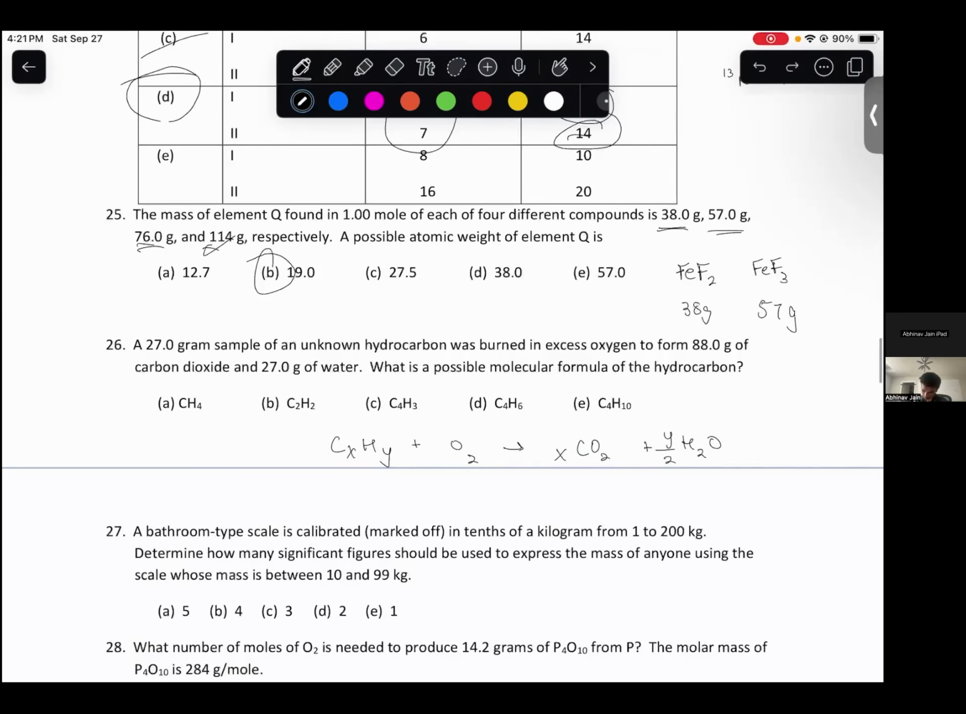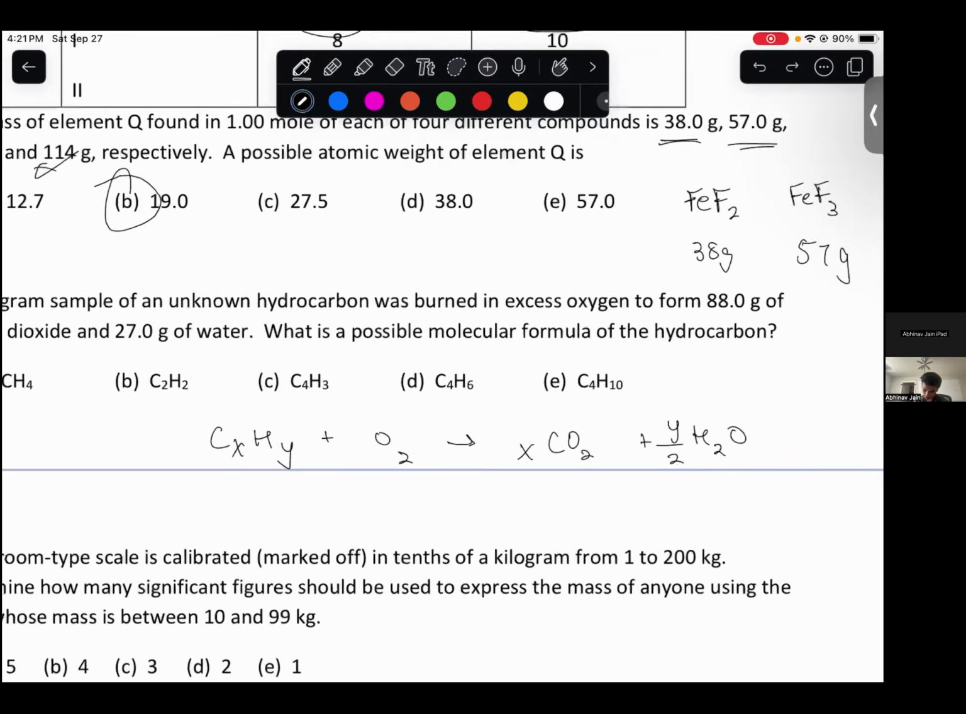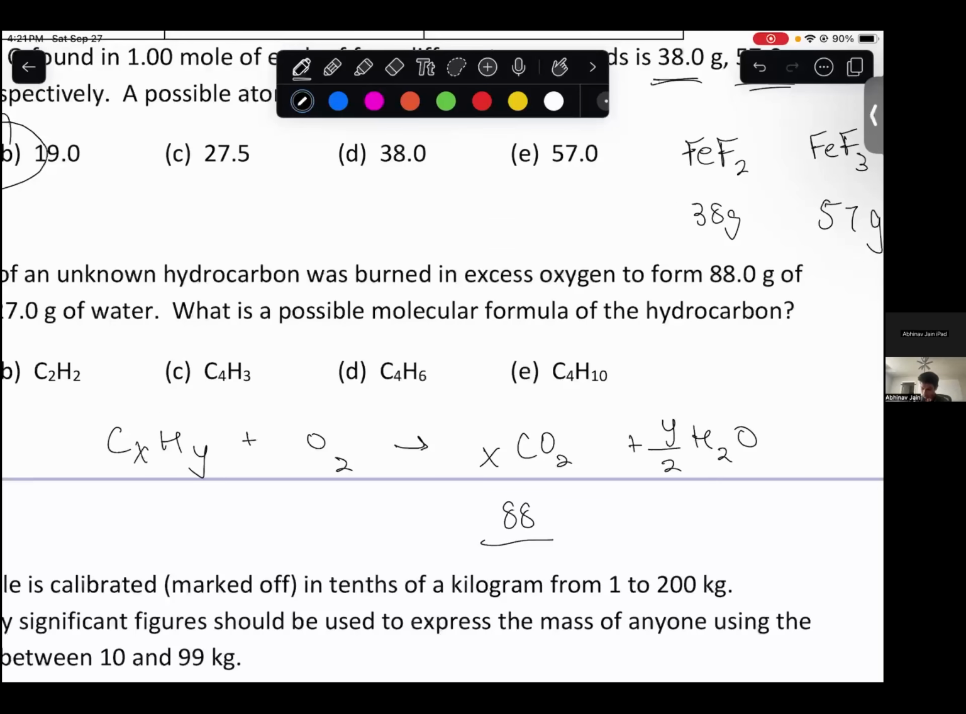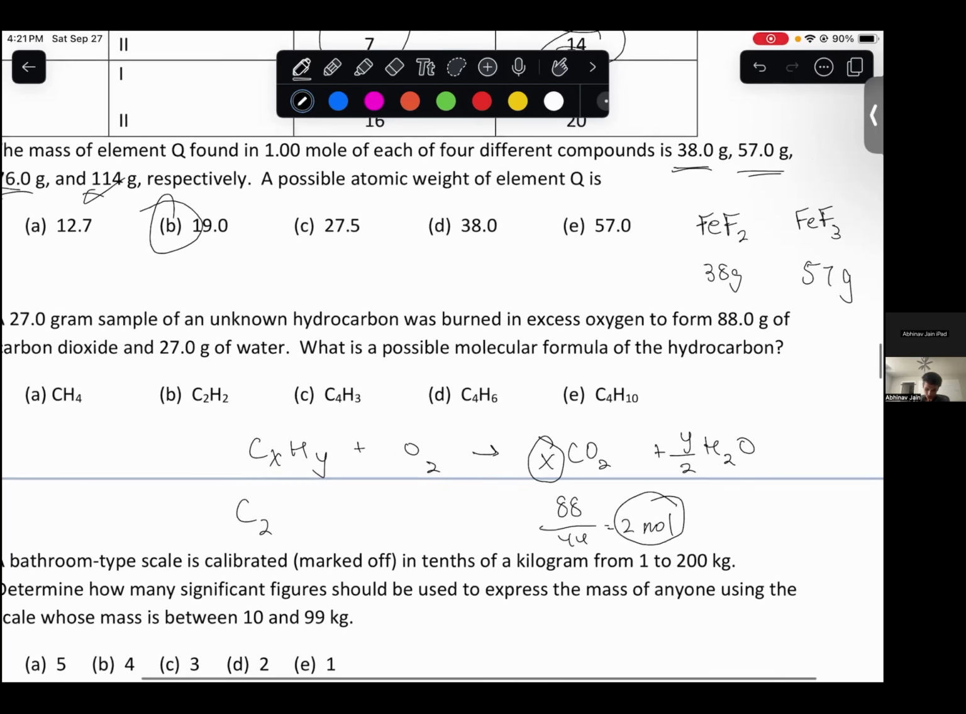So it says 88 grams of carbon dioxide was formed. 88 divided by the molar mass of carbon dioxide, which is 44, is going to be 2 moles of carbon dioxide formed. And we said that that'll be the coefficient for x. So that means this is C2. And then it says 27 grams of water. 27 divided by the molar mass of water, that's 18. So 1.5 moles of water was produced. And that 1.5 equals y over 2. So that means y equals 3. So it's going to be C2H3.